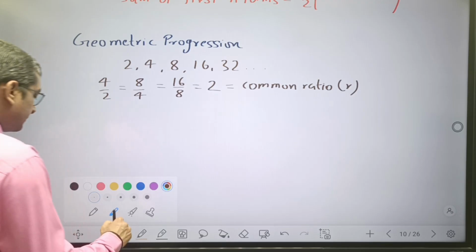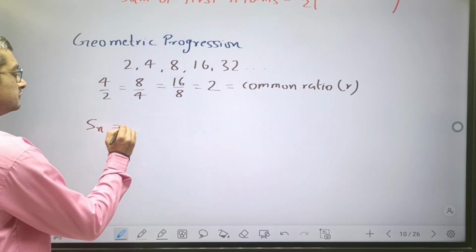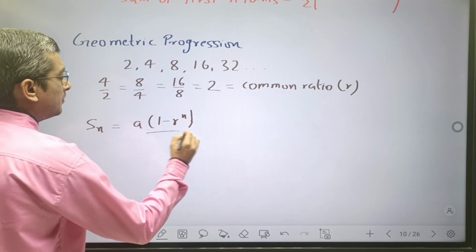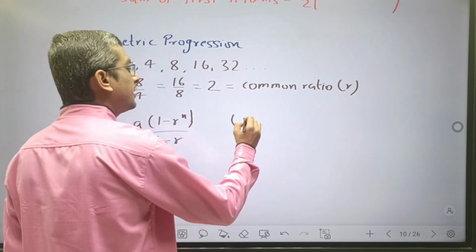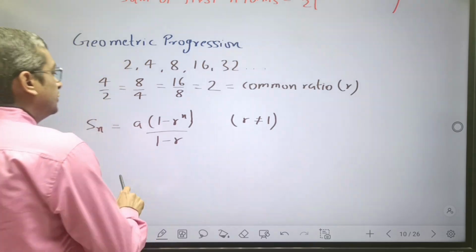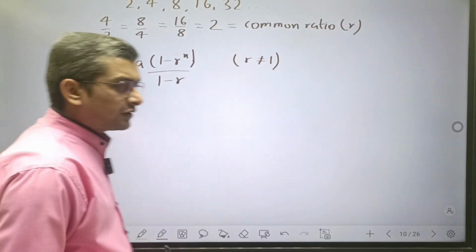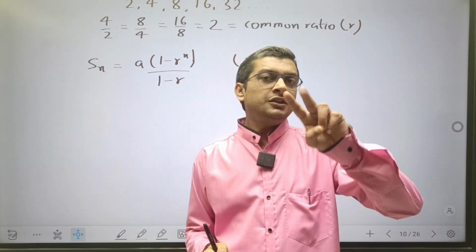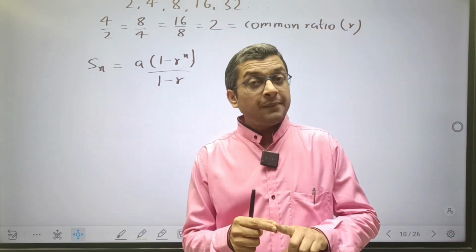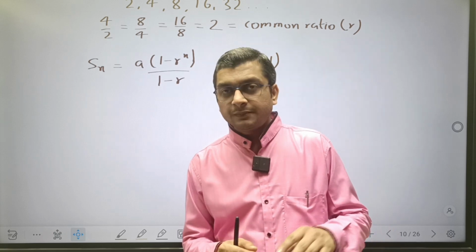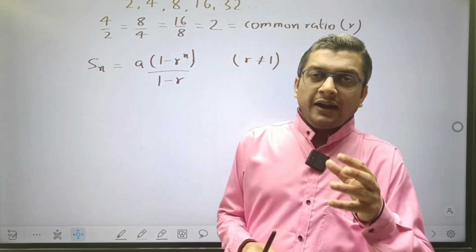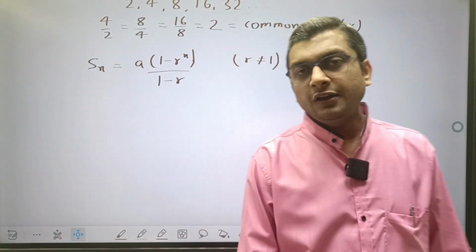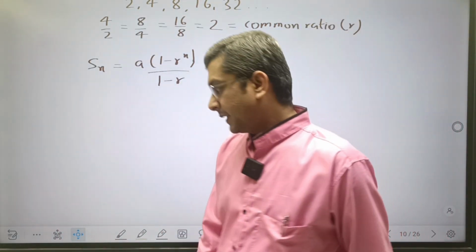The sum of the first n terms is given by a(1 - r^n)/(1 - r), provided r is not equal to 1. In physics, a special case of this geometric progression is used in two chapters: electrostatics, that is electric charges and fields and electrostatic potential, and the second chapter is gravitation.